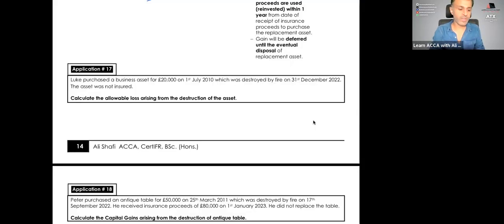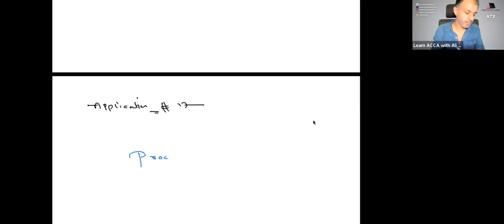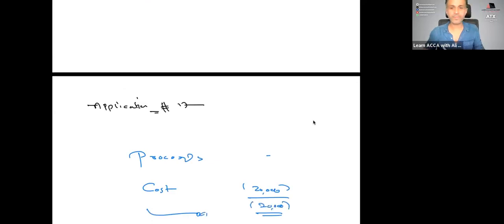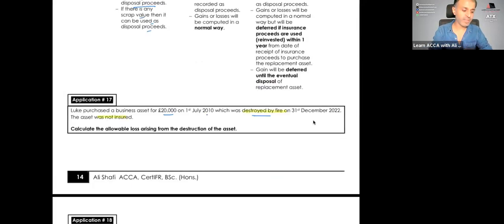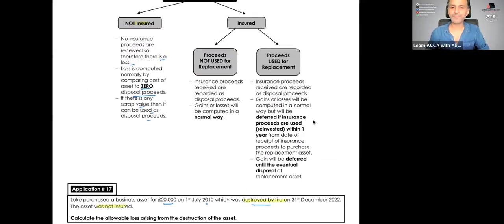finish this case. Now, Luke purchased a business asset for £20,000, which was destroyed by a fire on 31st of December, and the asset was noticeably not insured. So we'll have to come and write the proceeds, which I will not, since there are none. So cost will turn out to be the figure of loss itself. There you go. That pretty much ends the very first case and requires no further spending of time. Good with that?